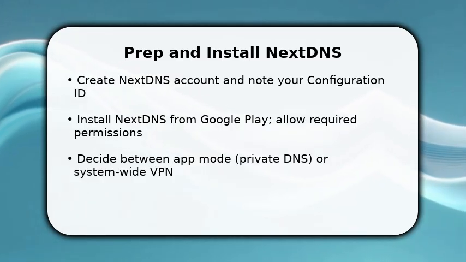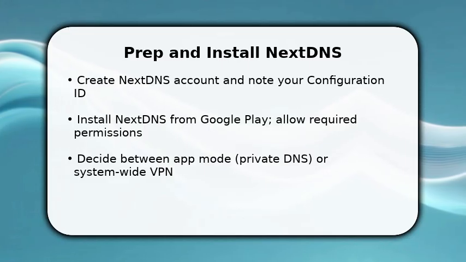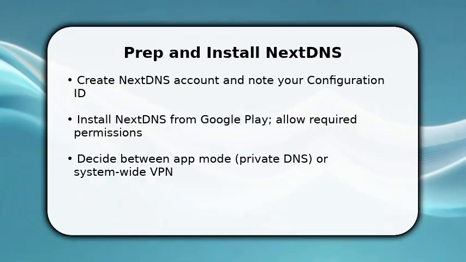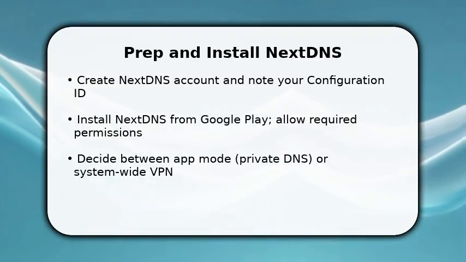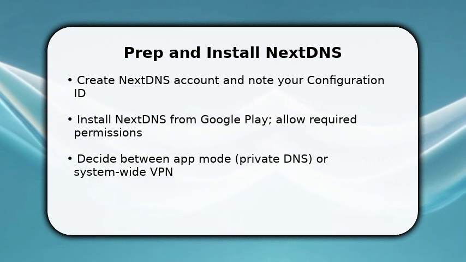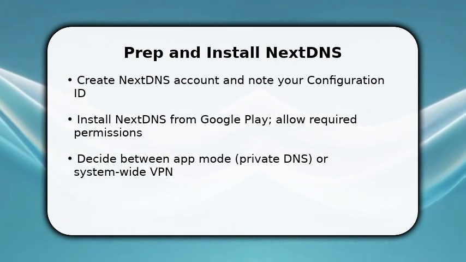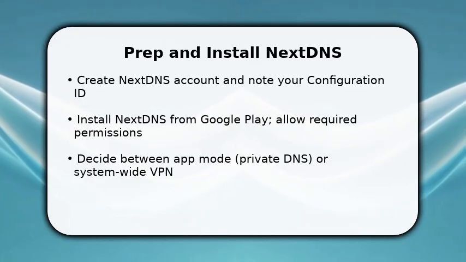Decide immediately whether you want the app-managed VPN mode or to use Android private DNS. App mode offers per-app blocking, while private DNS is simpler and system-wide. After choosing, paste the configuration ID and tap Activate to begin the connection process.